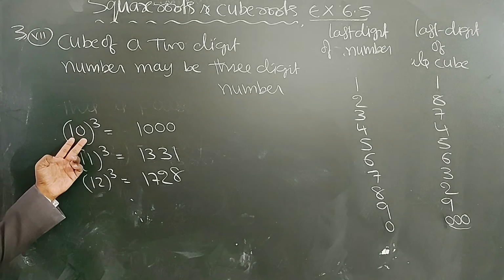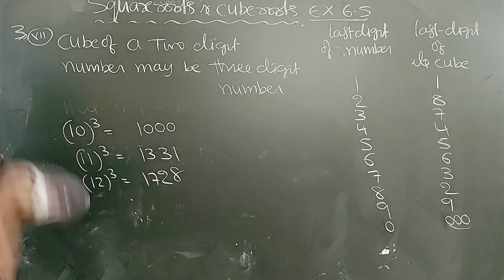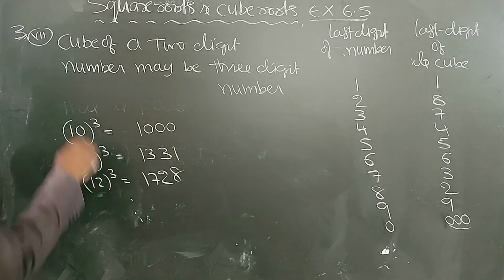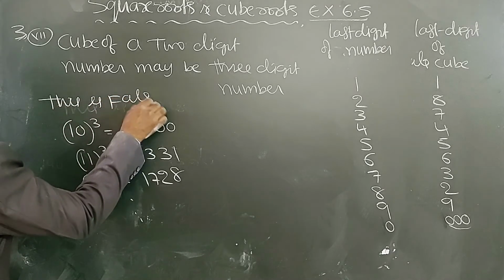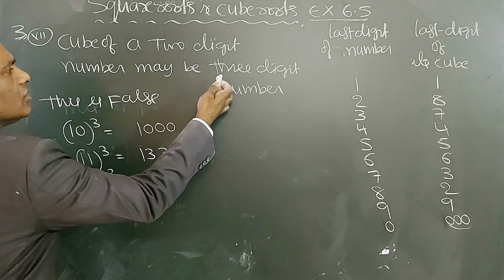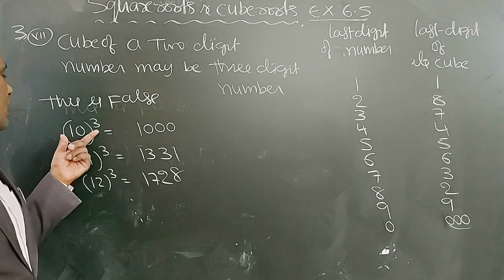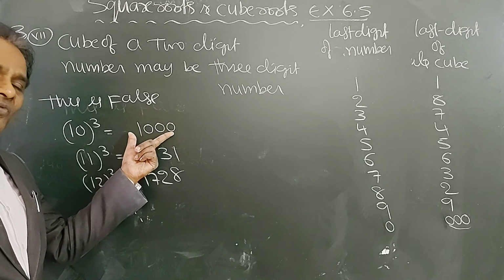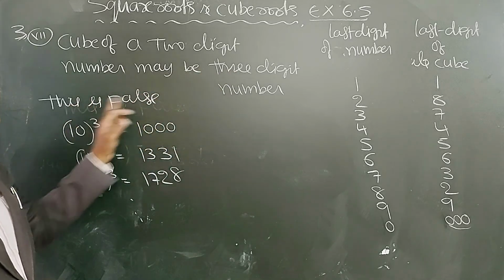10 is the smallest, no? If the small number is not possible, then for a big number it will be very big. So this statement is false. If instead of 3 it is given as 4-digit number, it would be correct: cube of a 3-digit number may be a 4-digit number. But a 3-digit number is not possible, so it is a false statement.